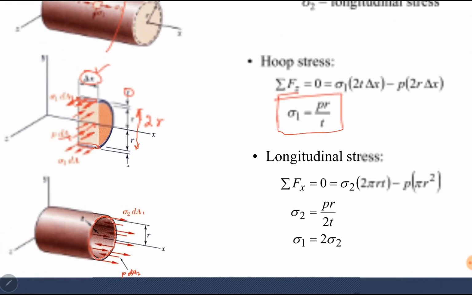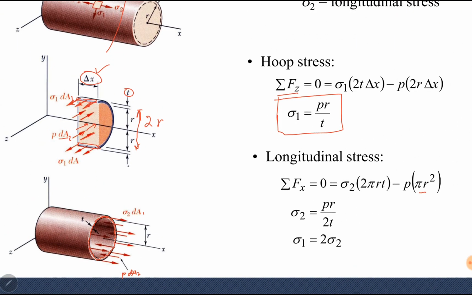So the area of a circle is pi r square, where r is the inner radius. Here also r is the inner radius. The wall thickness area is 2 pi r, its circumference. If we cut the cylinder and straighten it up, it is like this: this is 2 pi r and this is thickness. So 2 pi r T. Stress and pressure are in opposite directions, so there is a negative sign with the pressure. Sigma 2 becomes PR over 2T.